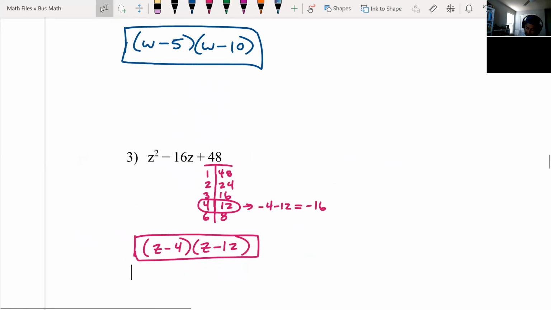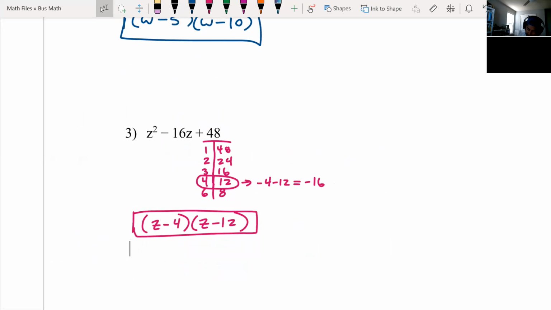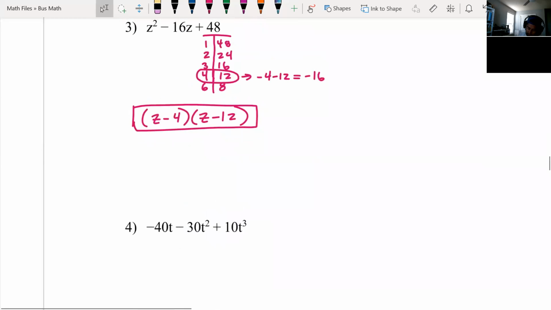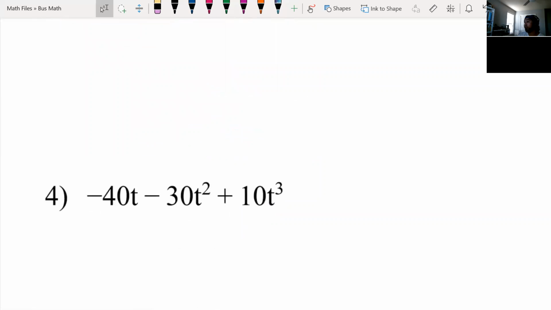Factoring couldn't be any easier, right? Okay. Ooh. Now we're getting there. Okay.